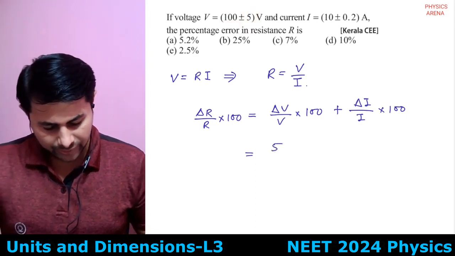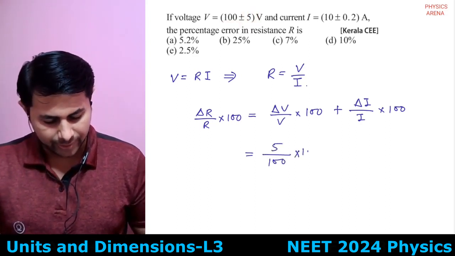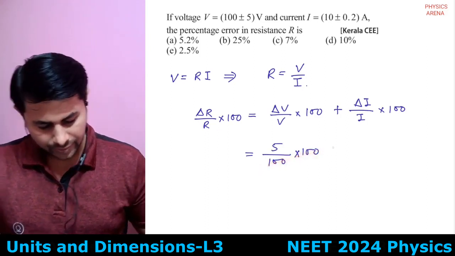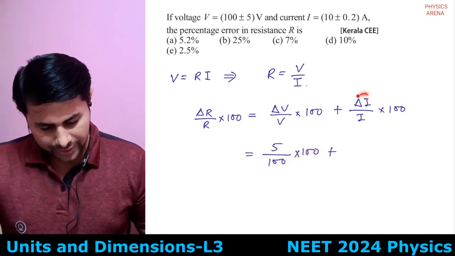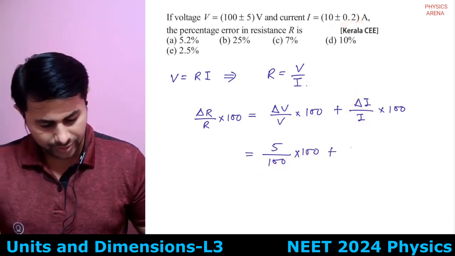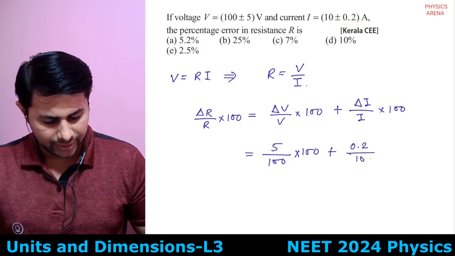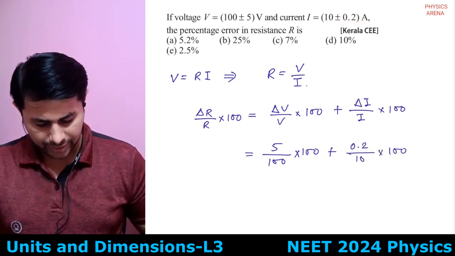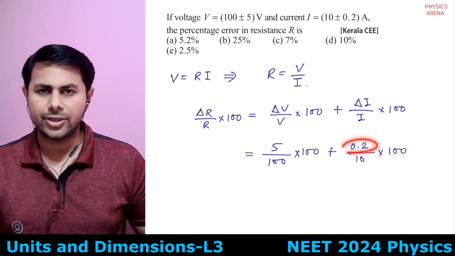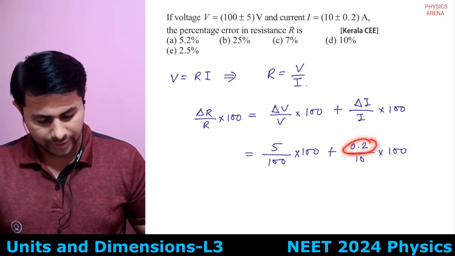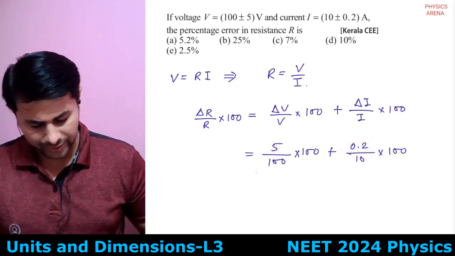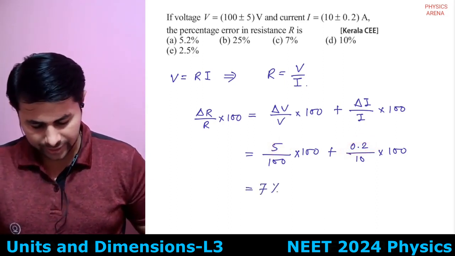So it is 5 divided by 100 multiplied by 100, so that gets cancelled out. So it is 5 plus delta I upon I. So this is 0.2 divided by 10, multiplied by 100. This 100 divided by 10 gives me 10. 10 multiplied by 0.2 is 2. So this is 2 and this is 5. 7%. Okay, so 7% is the answer.